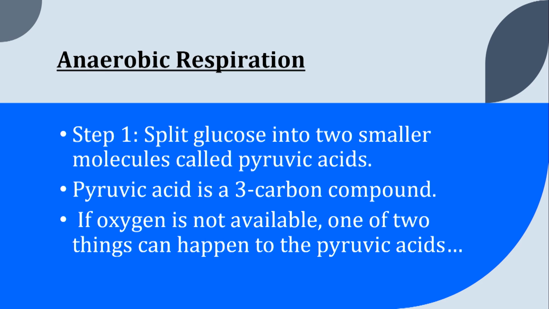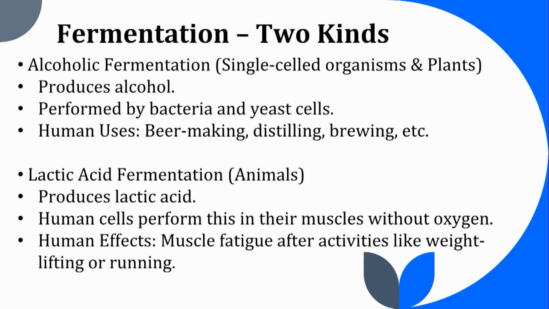If oxygen is available, we will do the aerobic. If there is no oxygen available, we'll do the anaerobic. Okay, so there's 2 types of anaerobic respiration. Okay, so this is what will happen if there is no oxygen. Look at that top bullet point. It's called alcoholic fermentation. Single-celled organisms and plants do this, okay, as well as yeast. Yeast is a good example of the alcoholic fermentation.